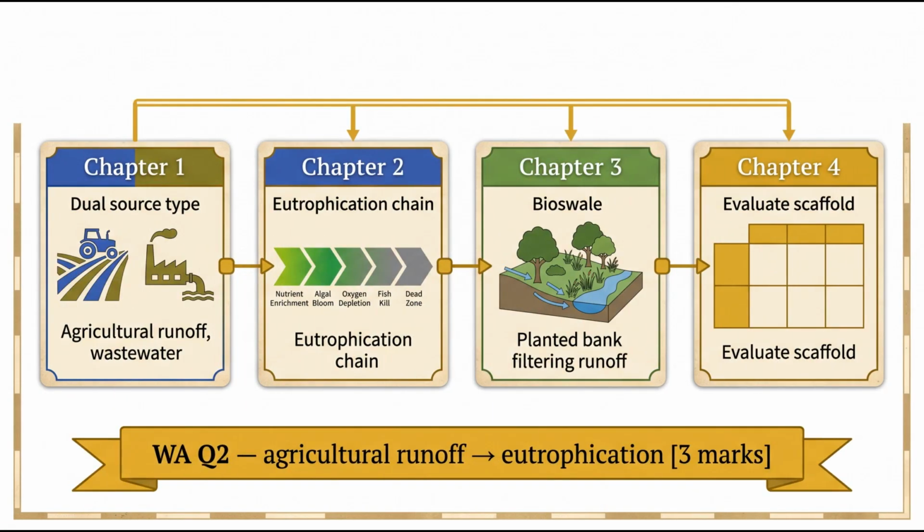Here is what we are covering today. Chapter 1 covers the sources of water pollution, the distinction between point source and non-point source, and the three pollution types: industrial, agricultural, and domestic. Chapter 2 is eutrophication, the five-step chain, and the single most mark-losing misconception in this entire unit. Chapter 3 is Singapore's ABC Waters program, what it is, its green infrastructure features, the Bishan Ang Mo Kio Park named example, and how to evaluate its effectiveness.